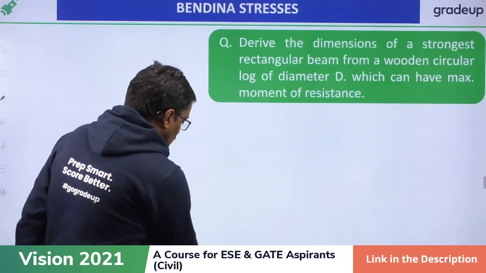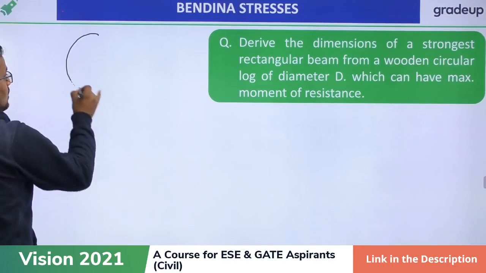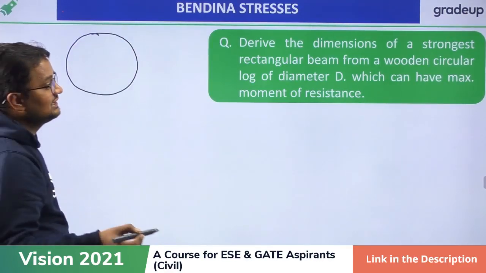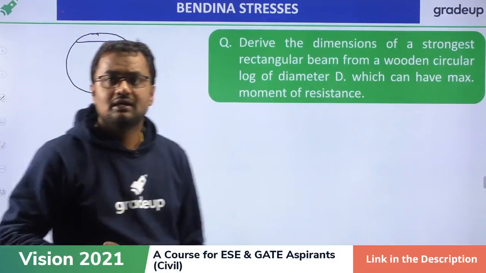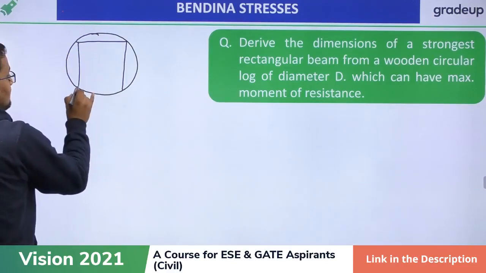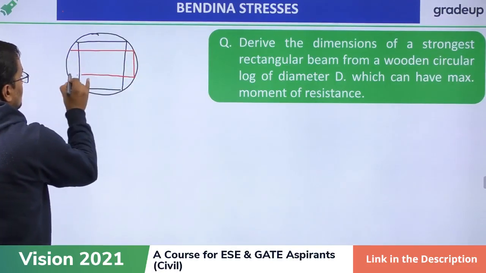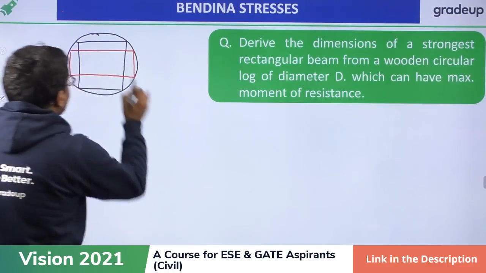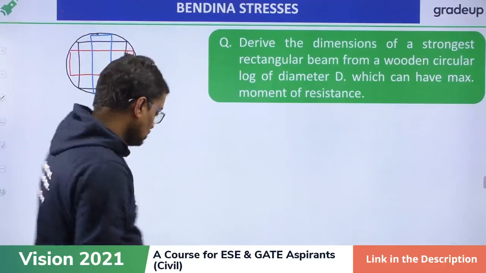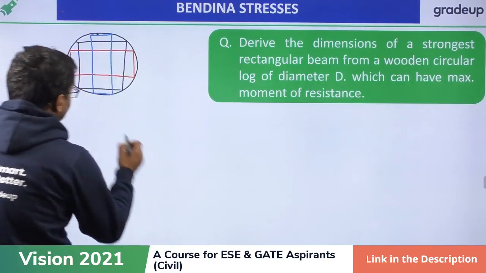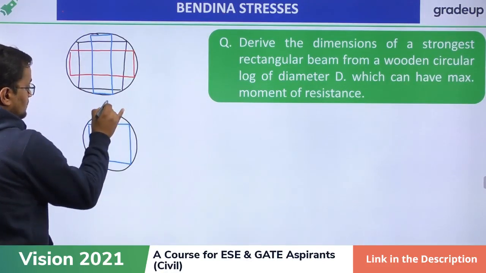See, let me explain you. You only will solve it. This is a wooden circular log. And how many rectangles it can have? You can cut rectangle like this. Just let me explain the problem, then you will solve it. Rectangle can be like this. Rectangle in this can be like this. My dear friends, rectangle in this can be like this. So there are infinite rectangles, okay? So let us take a rectangle like this. Suppose this is B, this is D.